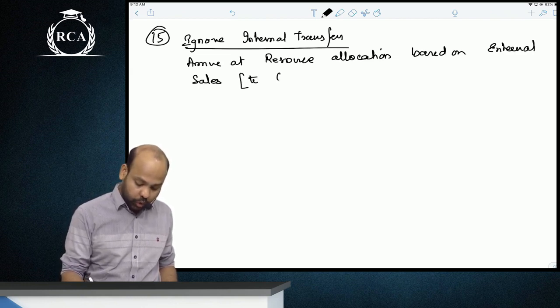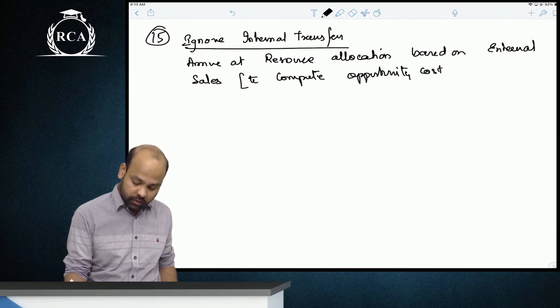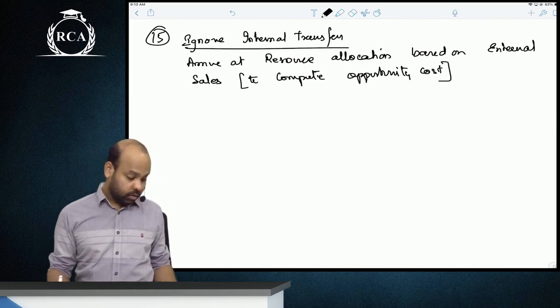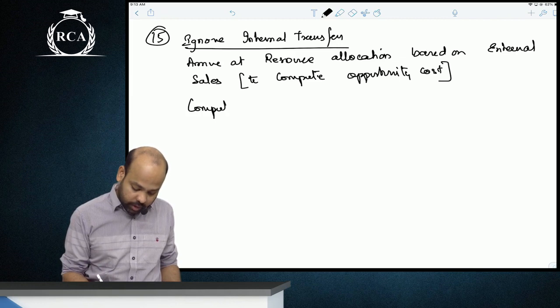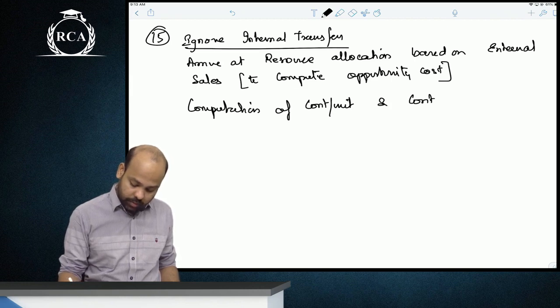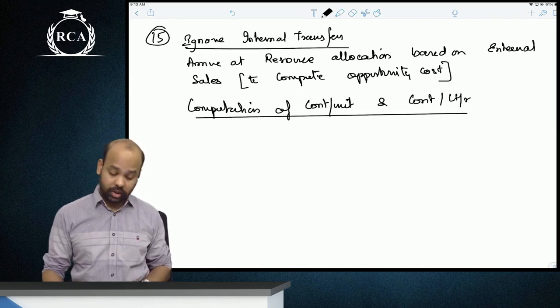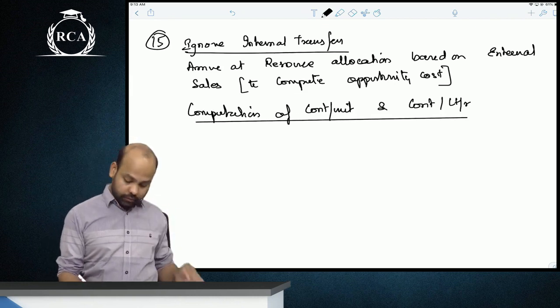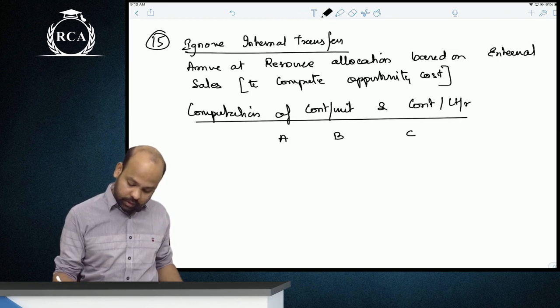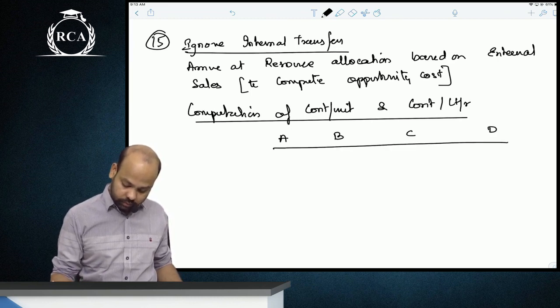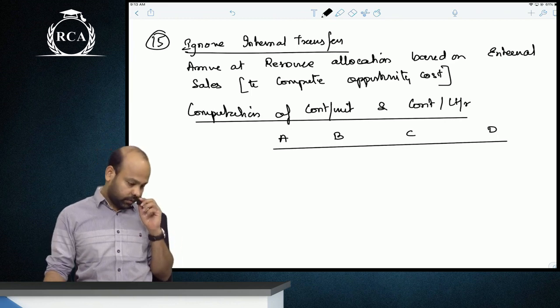This is to compute or to know what exactly is your opportunity cost. Which product is contributing the most, which product is not contributing. So first thing that we will do is computation of contribution per unit and contribution per labor hour. Okay, sir. 4 products, A, B, C, D.